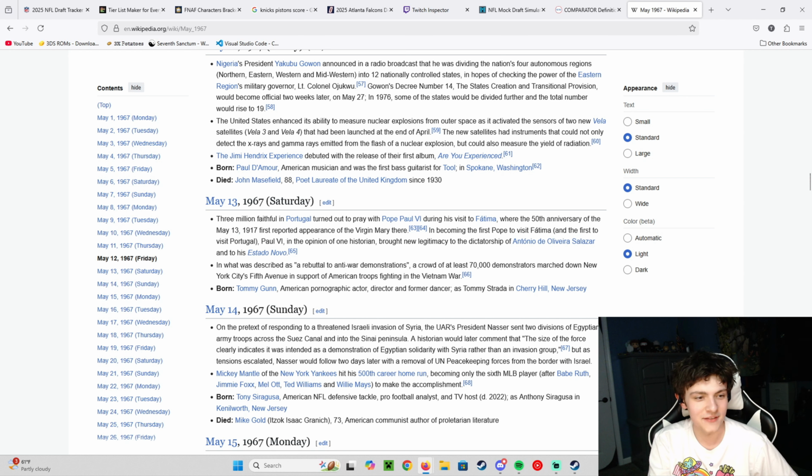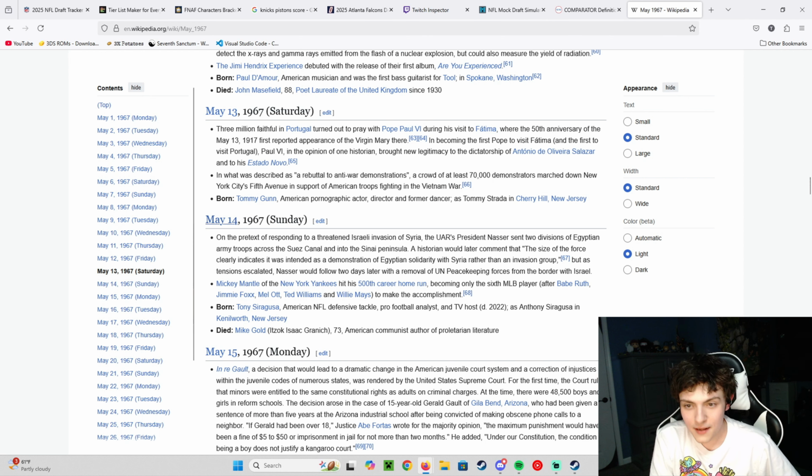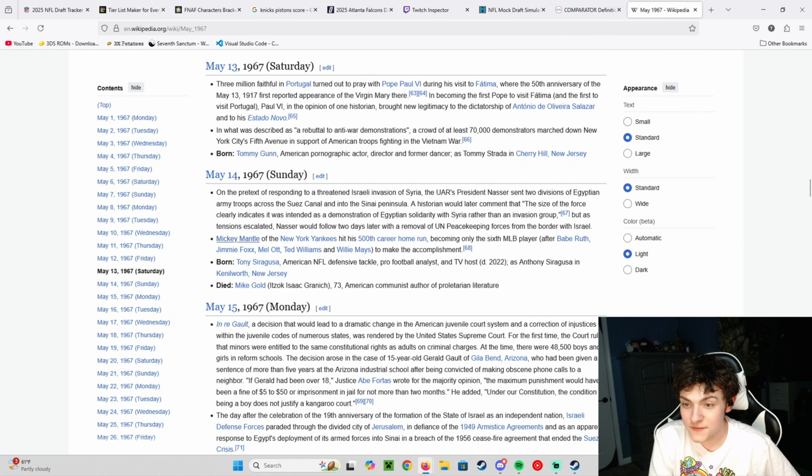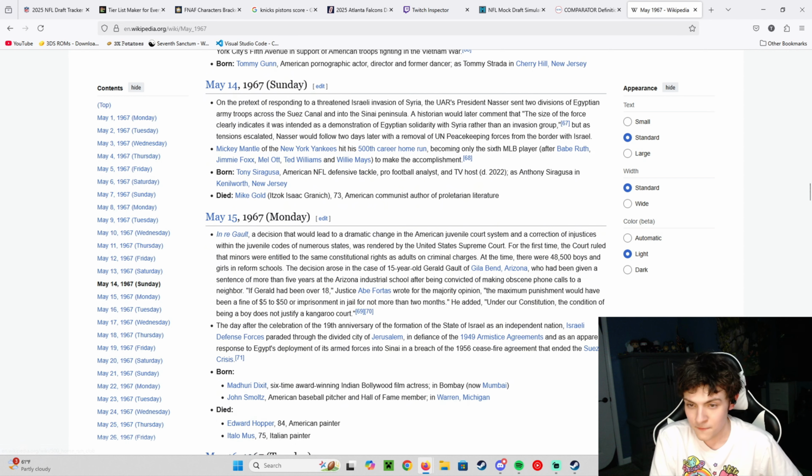Actually painfully accurate. Born Tommy Gunn, American pornographic actor, director, and former dancer as Tommy Strata in Cherry Hill, New Jersey. That's important. May 14th, Mickey Mantle of the New York Yankees hit his 500th career home run, becoming only the 6th MLB player after Babe Ruth, Jamie Foxx, Mel Ott, Ted Williams, and Willie Mays to make the accomplishment. Okay, cool.